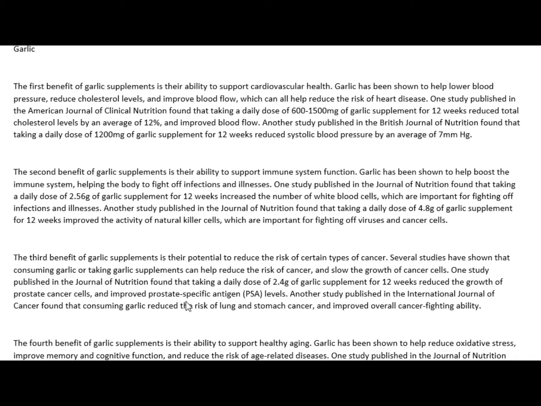off infections and illnesses. Another study published in the... Wait, say that again.